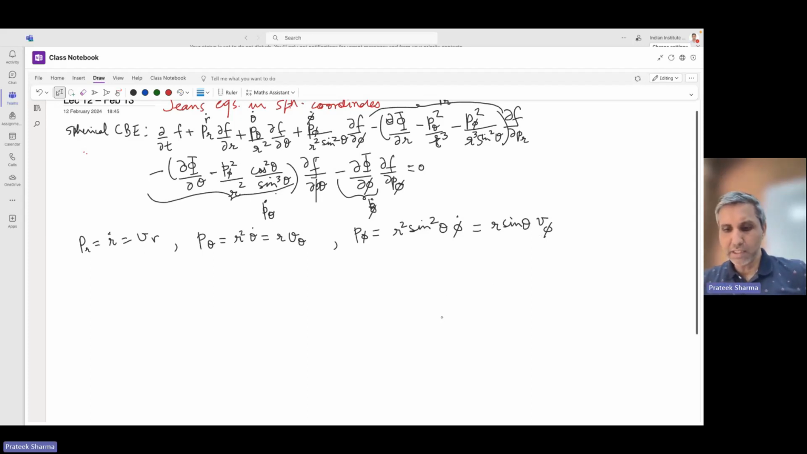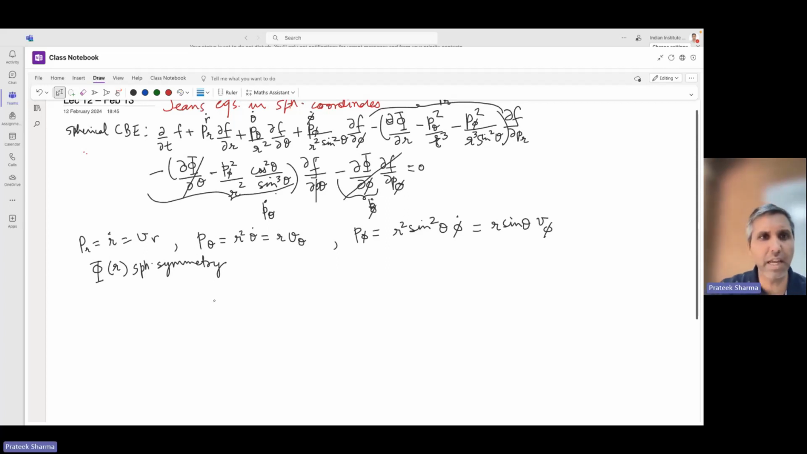Let's assume the system to be spherically symmetric. So phi is only a function of small r, right? That's what we are assuming. So it's spherical symmetry, and a lot of these terms actually go away. Let's see. What remains is, so this goes away because dou phi is 0. This guy will of course go away.